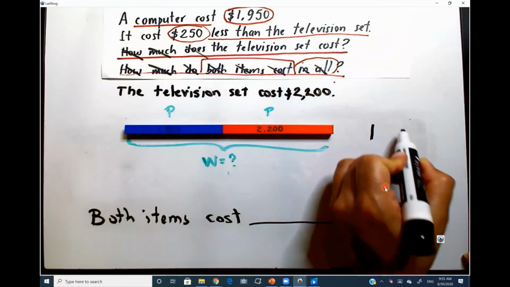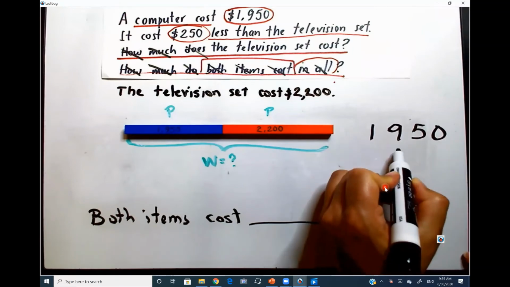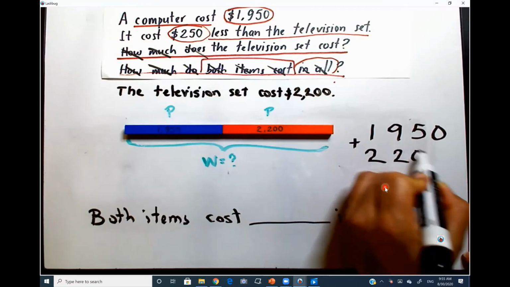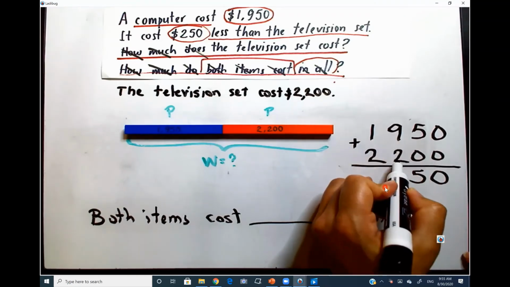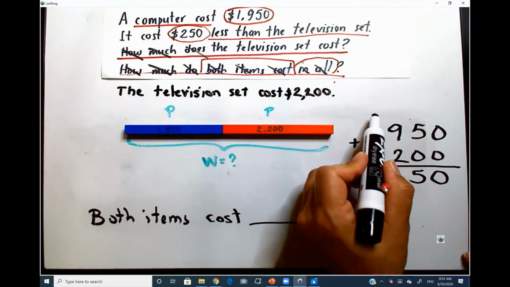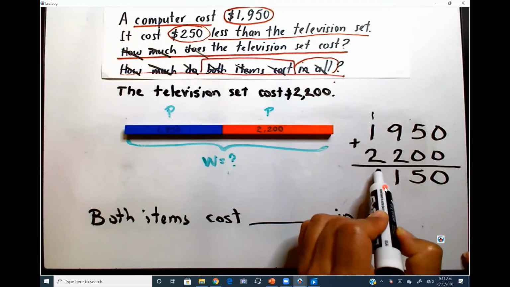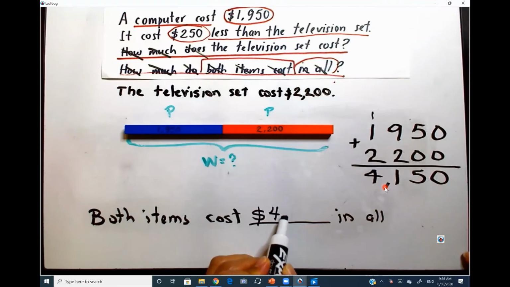Just to prove it, let's do it this time without doing the place value chart. But keep in mind that the place value chart is there even if you don't draw it. And plus 200. And let's start with the ones, 0 ones, 5 tens, 11 hundreds, the one here of the thousands, and then the one here. So 1,000 plus 1,000, 2,000, and another 2,000 makes 4,000. So the both items cost $4,150.